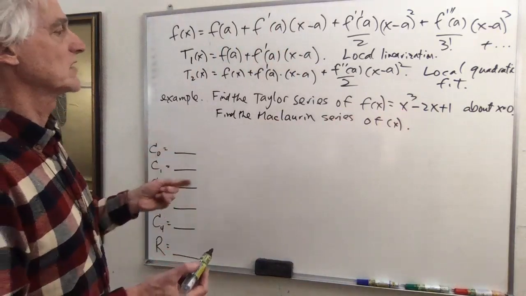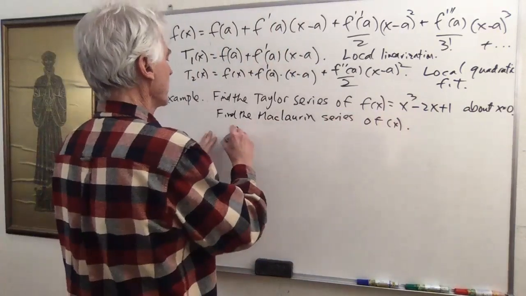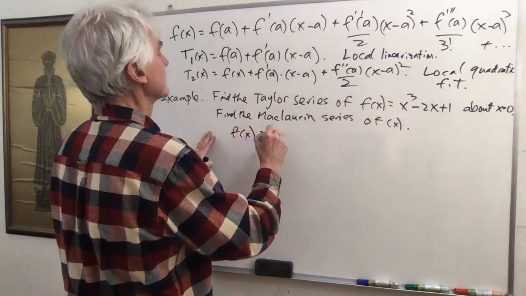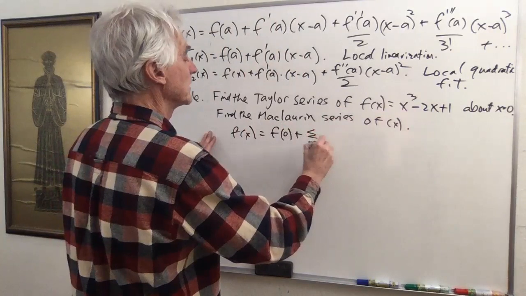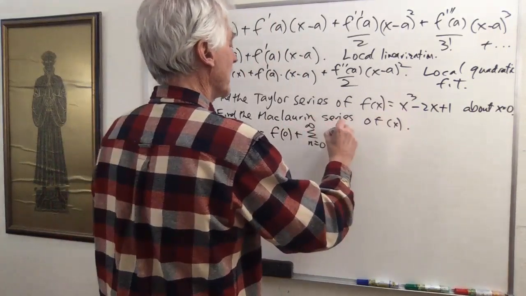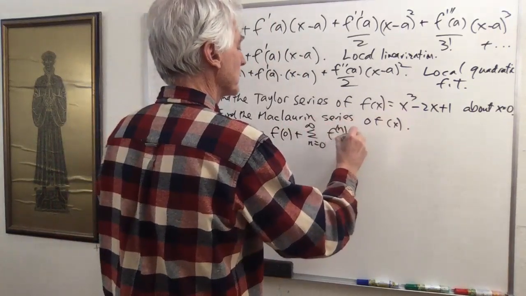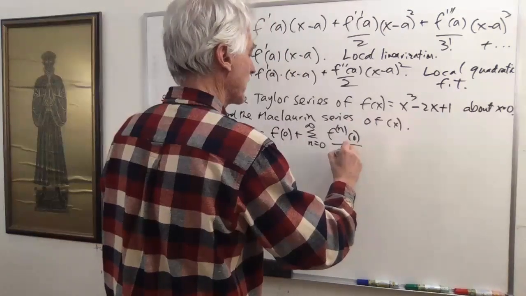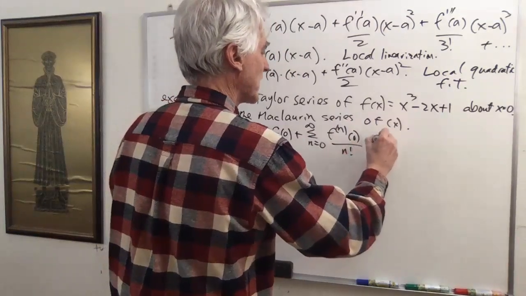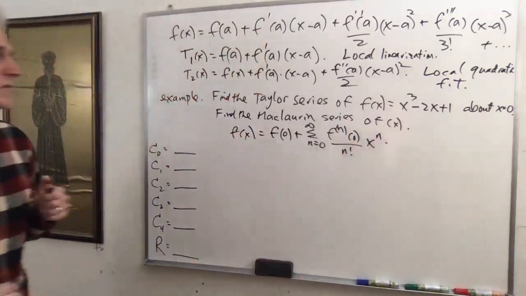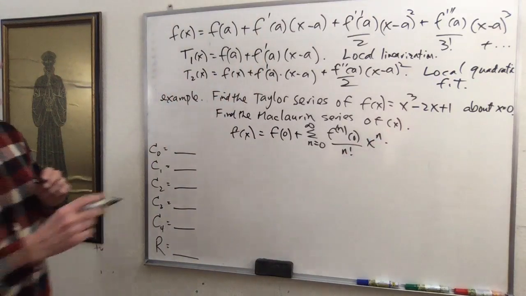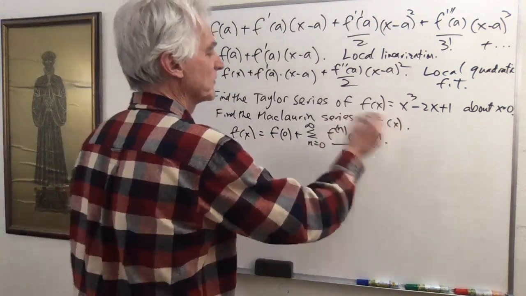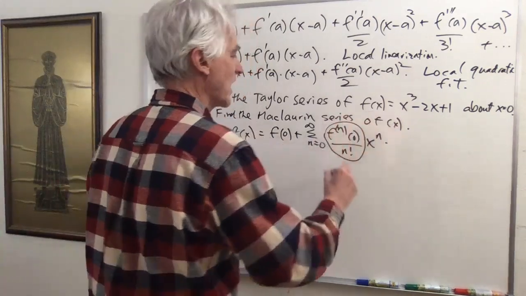And then we just have that f of x is going to be f of 0 plus the sum from n equals 0 to infinity of the nth derivative at 0 divided by n factorial times x to the n. All right, so let's compute these coefficients, these Cn.